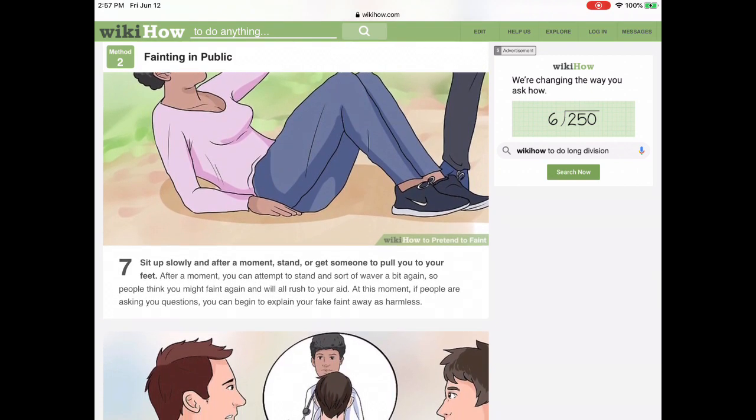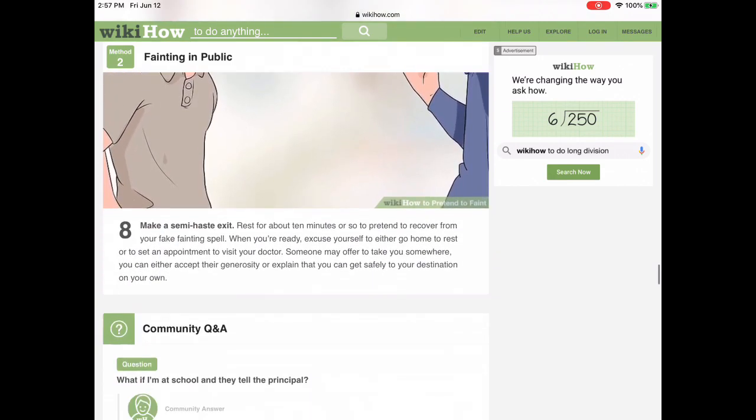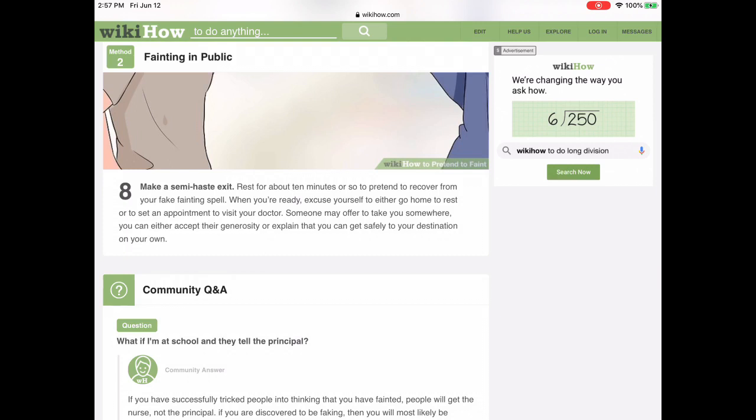Sit up slowly and after a moment stand or get someone to pull you to your feet. After a moment, you can attempt to stand and sort of waver a bit so people might think you faint again and rush to your aid. So you're just trying to get sympathy? Okay. Also, if you tell me that, I copied this, yeah, I saw a YouTube video on this, but they didn't cover the whole thing, so I'm covering the whole thing.